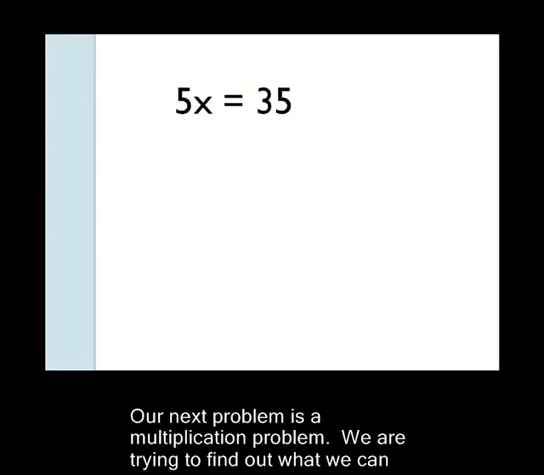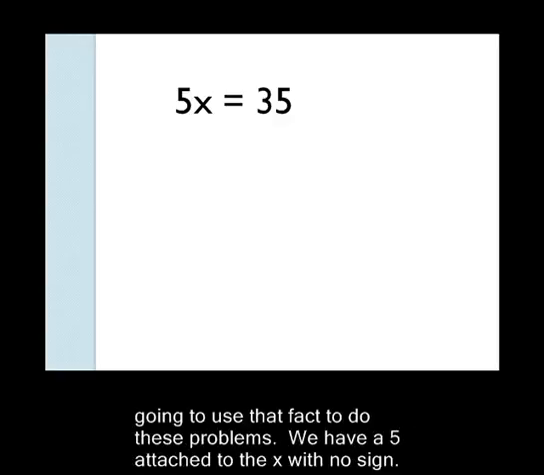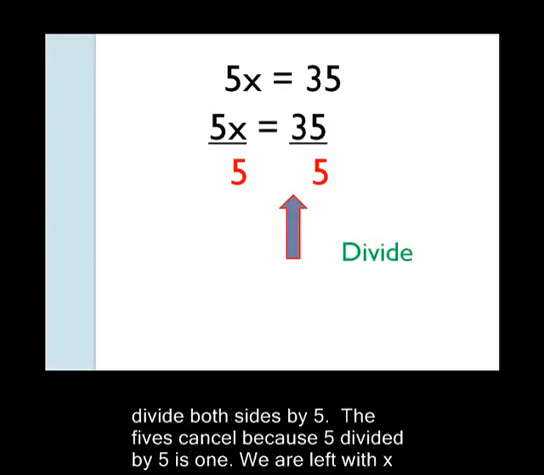Our next problem is a multiplication problem. We're trying to find out what we can multiply 5 by to get 35. When you divide by the same number, 5 divided by 5, you get 1. We're going to use that fact to do these problems. We have a 5 attached to the x with no sign. That means this problem is multiplication. The opposite of multiplication would be division. So we will divide both sides by 5.